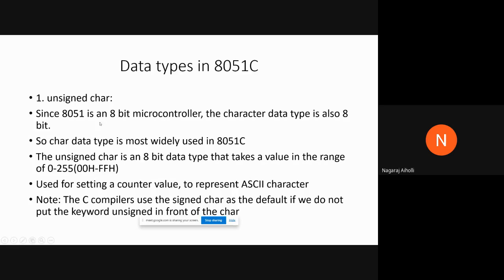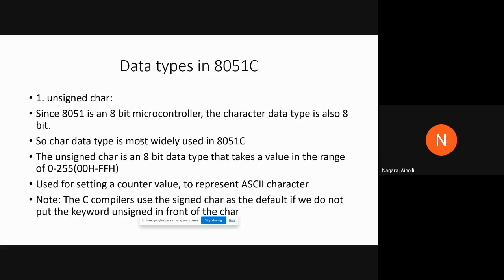Applications of the unsigned character data type: it is used for counters. We know that a counter increments from 00 to 255, that is 00 to FFH, and it counts the values. You have all studied counters in your digital system design, right? They count the values.